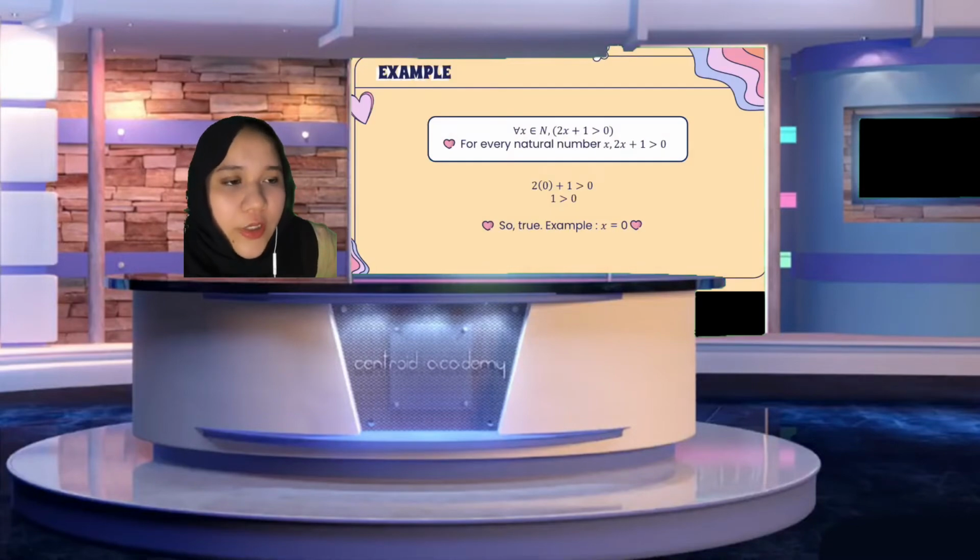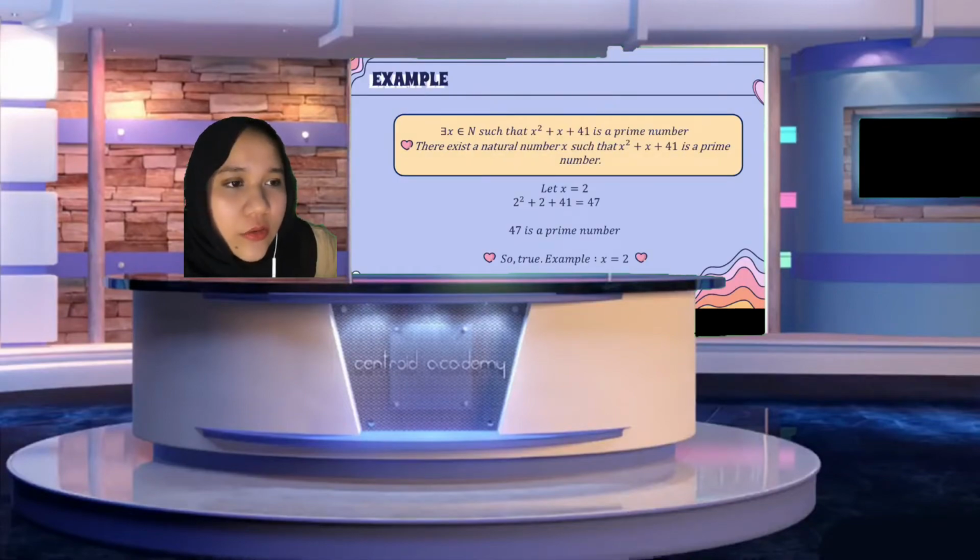Okay, so for example, for every natural number x, 2x plus 1 is greater than 0. So at the top is the symbolic form for the statement. Next, how do we solve it? We just take the equation given here and replace the x with any natural number such as 0. Then we solve it, and if the answer is greater than 0, then it is true. Then we need to put the example x equal to 0.